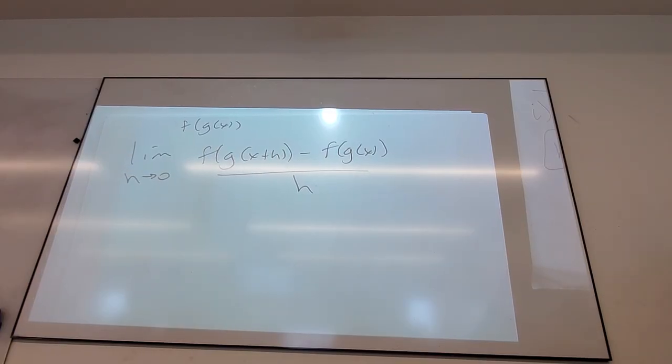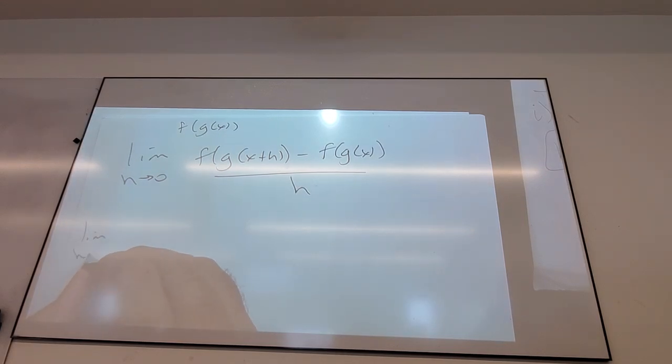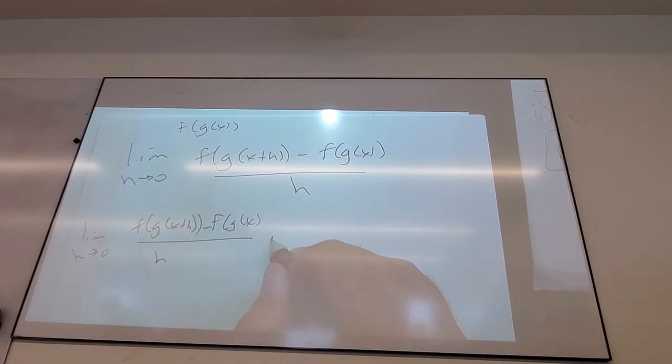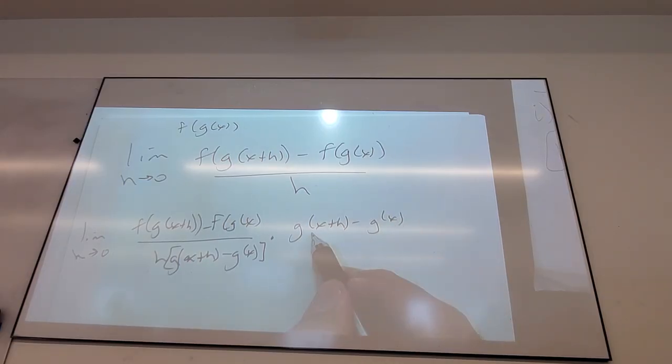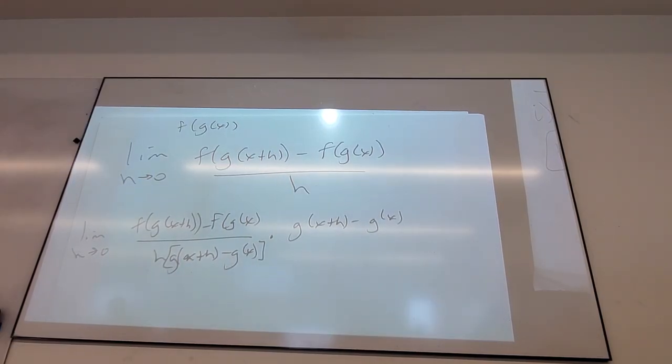This gets really weird, and okay, here we go. I am going to do this because I am strange. I'm going to multiply and divide by g of x plus h minus g of x. You guys see these would cancel back out and it would be the same thing I had before? It's like me saying 2 over 3 is the same thing as 6 over 9. I can multiply top and bottom by 3.